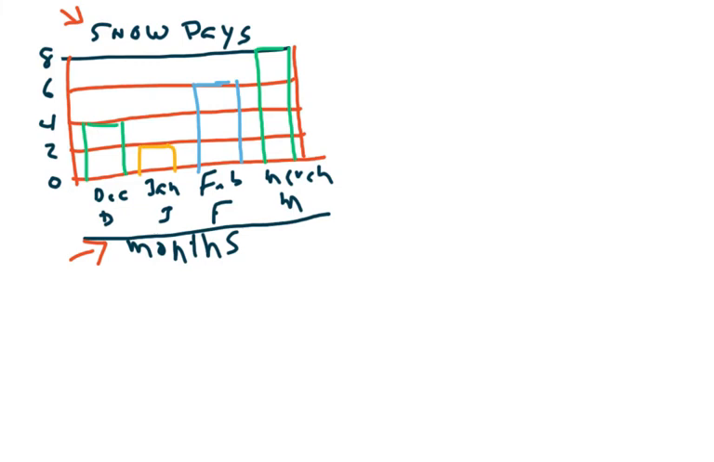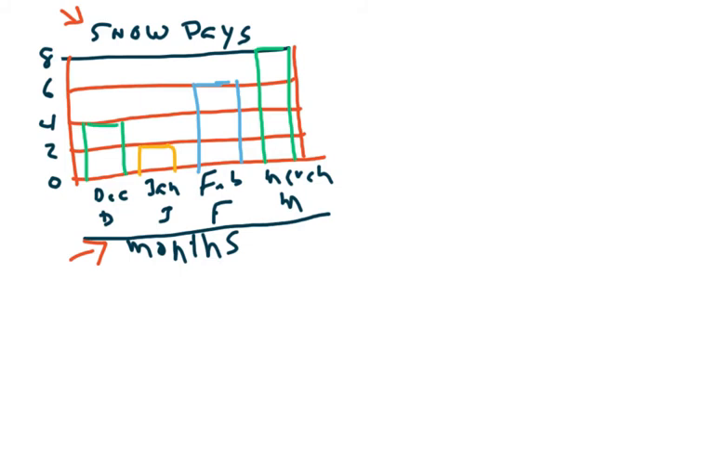So December is represented in the green here, and January in the yellow, February in the blue, and March again in a green color. Okay, so that's it, and we need to figure out what this is. The snow days that we had, the days that it snowed in December, January, February, and March of this year, with whatever year this is. So this is the representation.